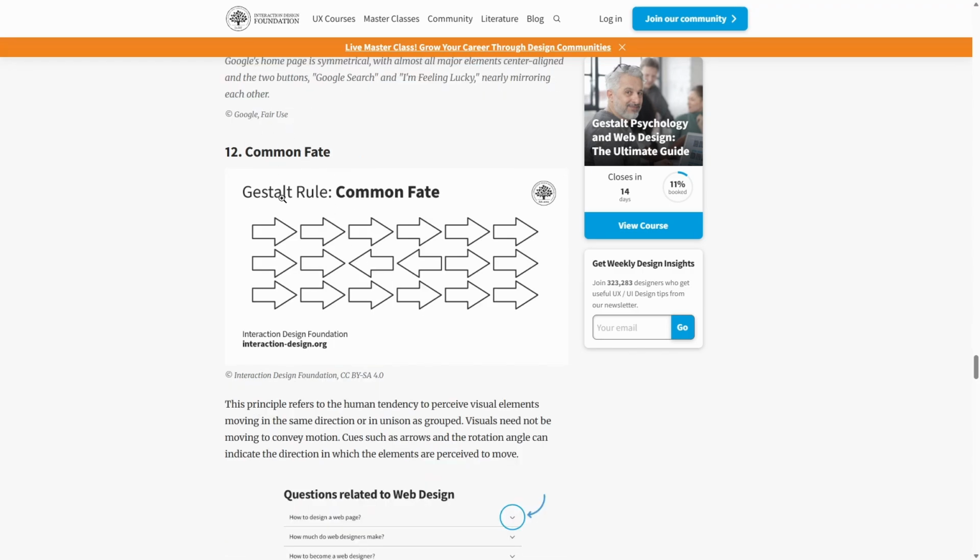And we have the common fate. So if you start to look at this image, it's natural to perceive that every single arrow facing right is moving to the right, while these two that are facing left are moving to the upper side. And actually, they are just arrows.